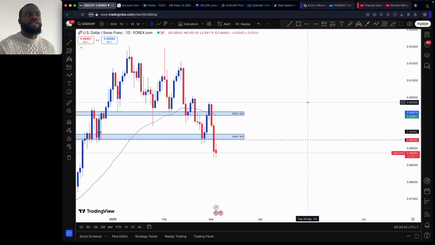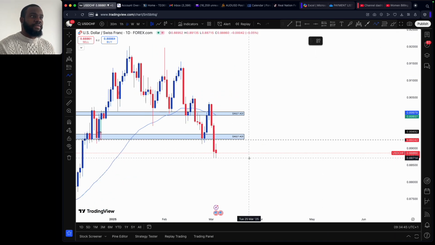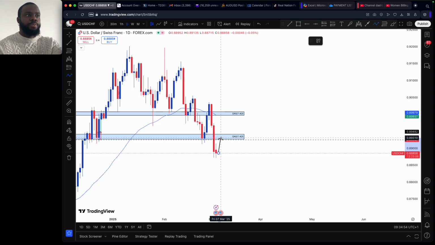So what am I waiting for on USDCHF? It might not happen today. I want a daily candle close into this zone, accepting this price action, accepting this price range, which is 0.89310, before we can look for a push to the downside.